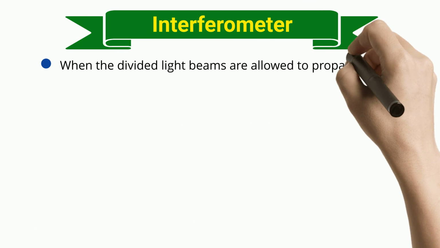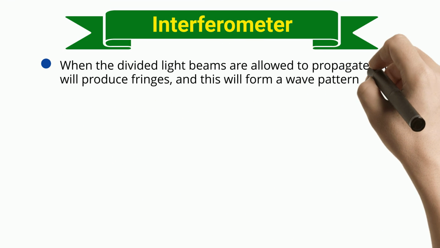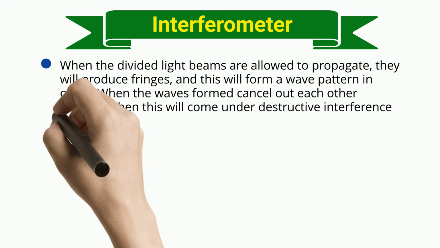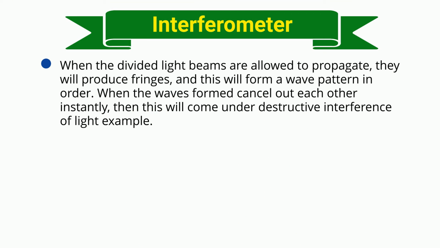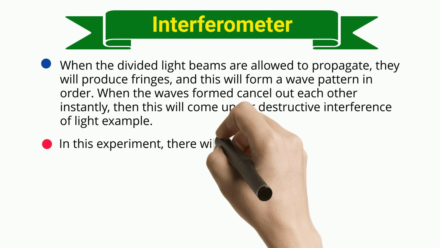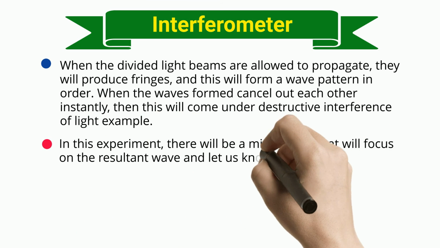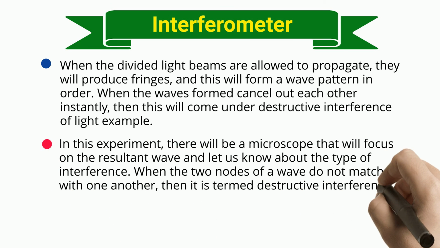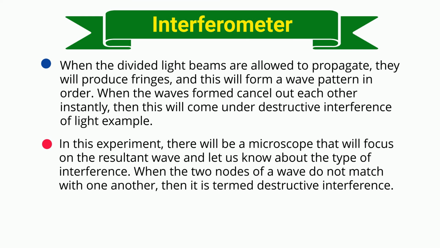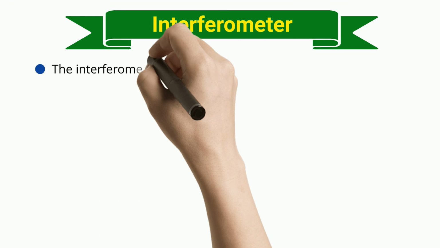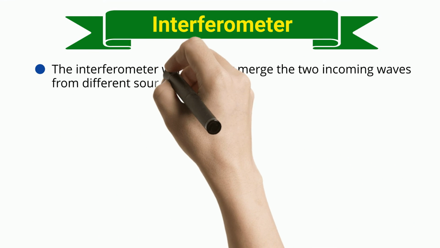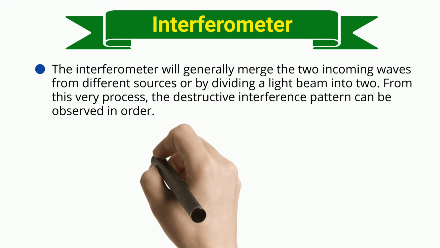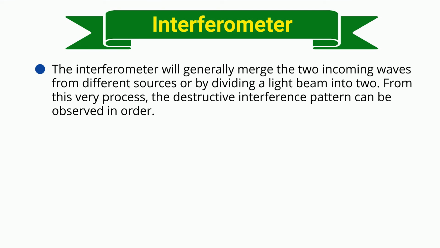When the divided light beams are allowed to propagate, they will produce fringes, and this will form a wave pattern in order. When the waves formed cancel out each other instantly, then this will come under destructive interference of light example. In this experiment, there will be a microscope that will focus on the resultant wave and let us know about the type of interference. When the two nodes of a wave do not match with one another, then it is termed destructive interference. The interferometer will generally merge the two incoming waves from different sources, or by dividing a light beam into two. From this very process, the destructive interference pattern can be observed in order.